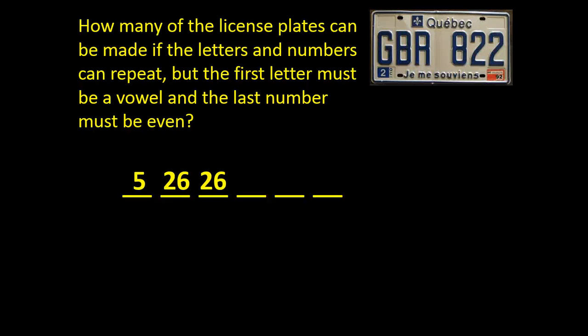Fourth position, now we're having to choose a number, and the numbers can repeat, so we still have any of 10 digits left. But now for the last position, it says the last number has to be even. So it could either be a 0, a 2, a 4, a 6, or an 8. So there's only 5 numbers we can choose from for the last position. If we multiply those numbers together, we get 1,690,000 ways we can make this license plate.